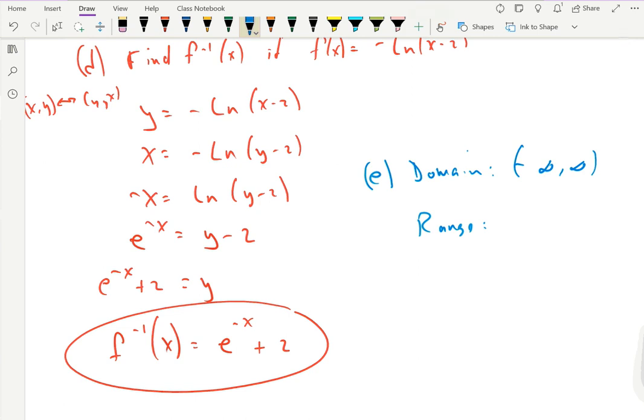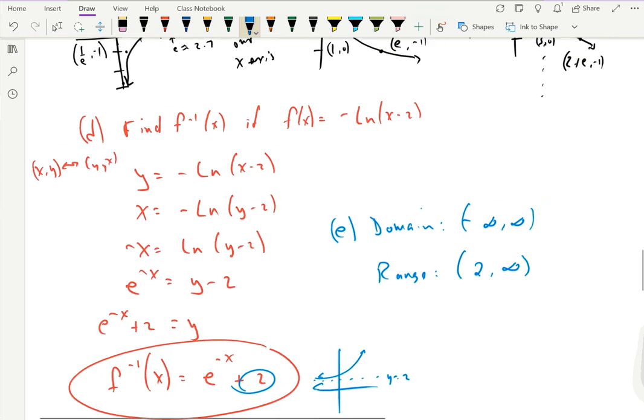And as far as our range, well, this is the inverse. In our exponential function, normally we hug along the x-axis and then we move up. So we have a horizontal asymptote here at y equals 0. Since we have this plus 2, we've moved our asymptote up by 2. So y equals 2 is our horizontal asymptote. That means our range then goes from 2 to infinity.